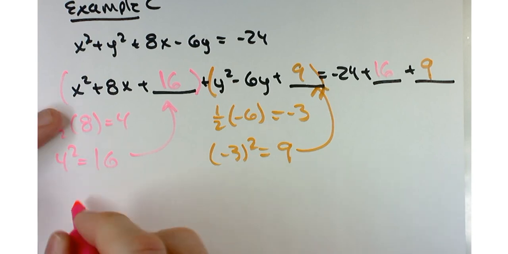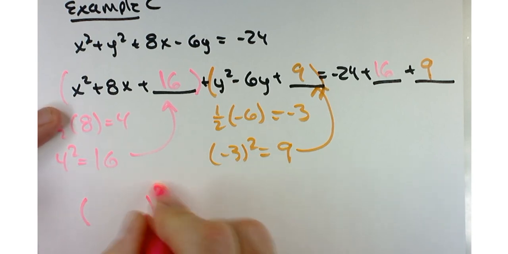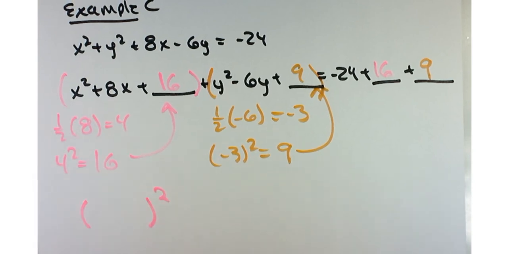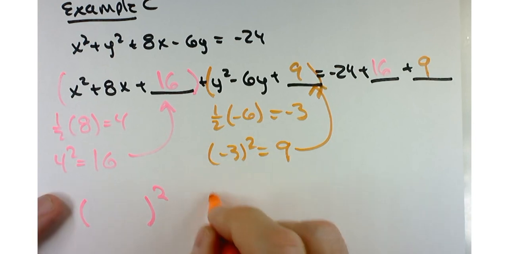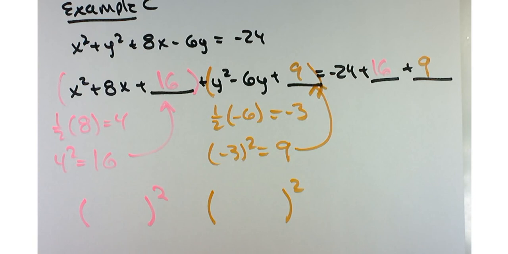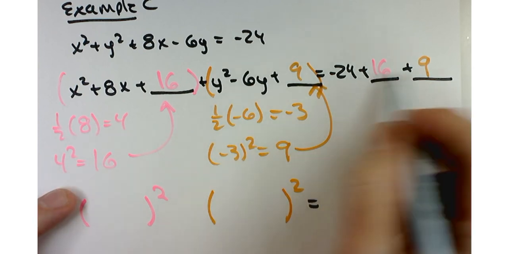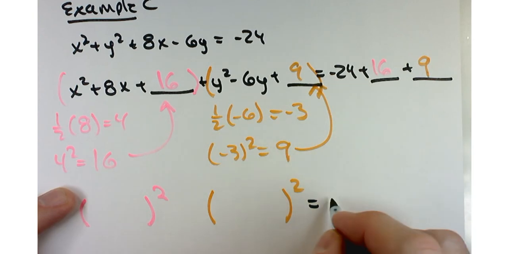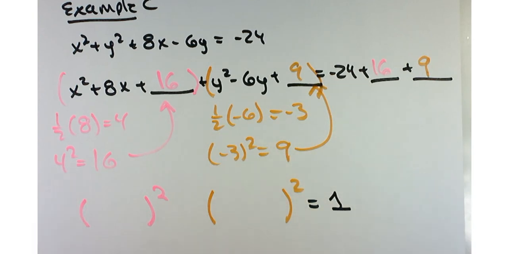So the left-hand side, that's now a perfect square there with the x's. Likewise with the y's, I've also got a perfect square. And I'll help you out with the right-hand side. 25 plus negative 24 is 1.